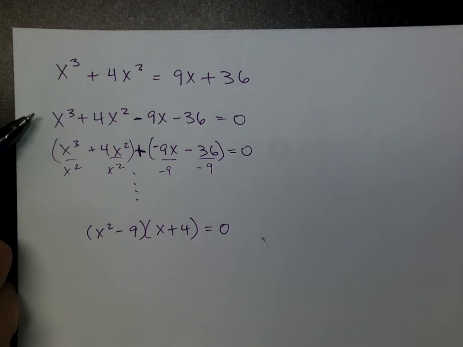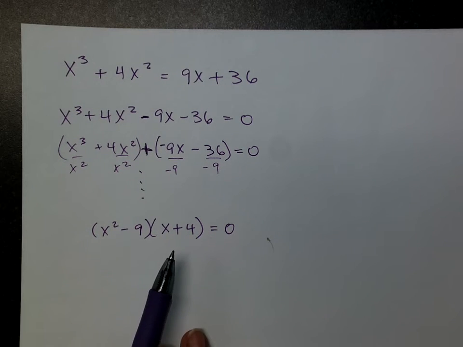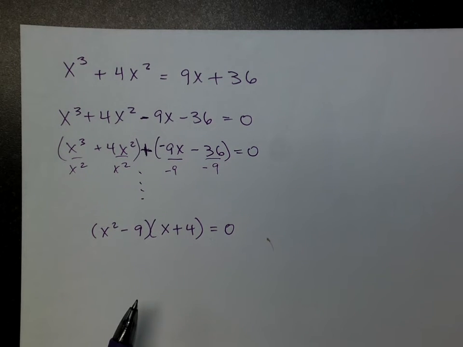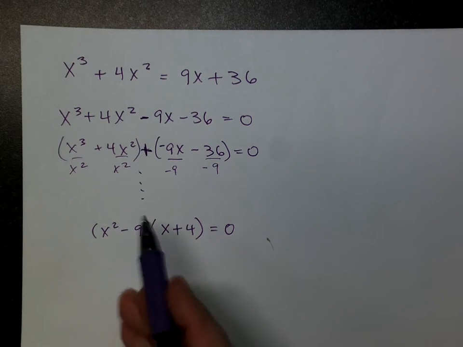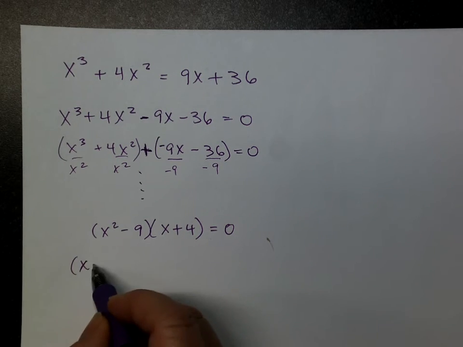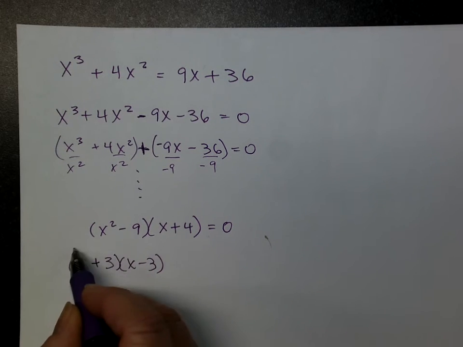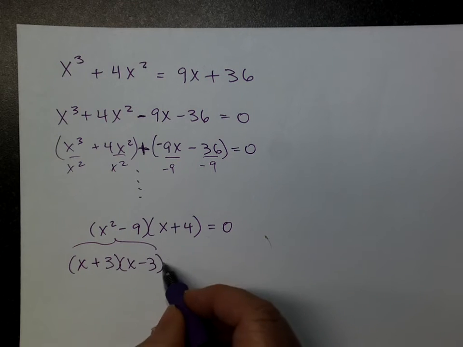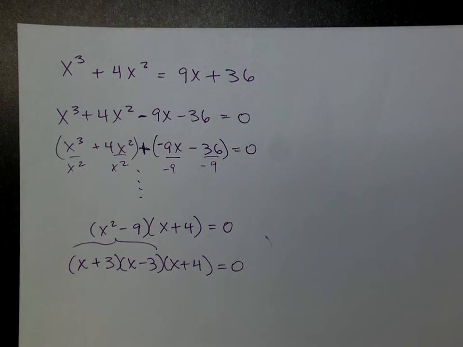How many solutions did I expect? 3. How many do I have? 2. Am I all linear? What's not linear? Can I keep going? Yes. What does this become? X. Yeah. This is conjugates. Difference of squares factors to conjugates. And we still have the x plus 4. Now we've got 3 linear factors. There's our 3 solutions. Okay.